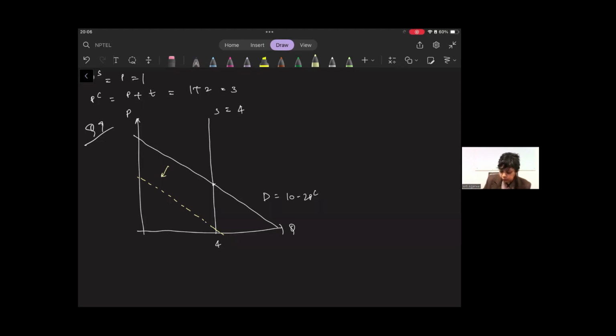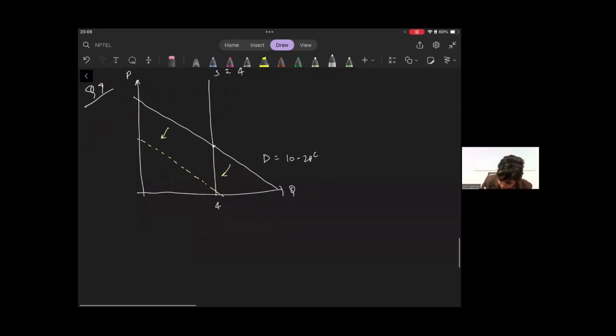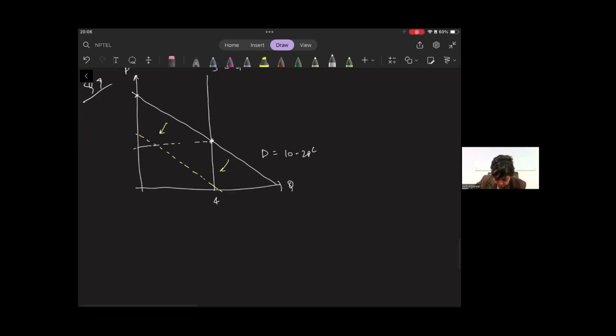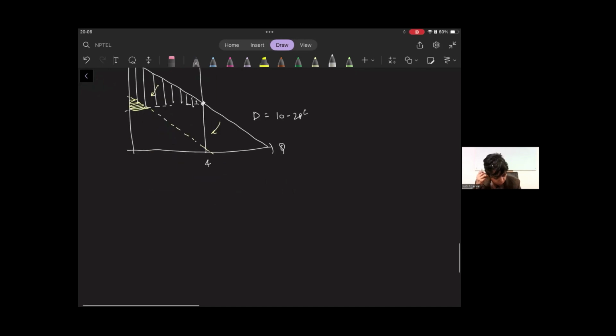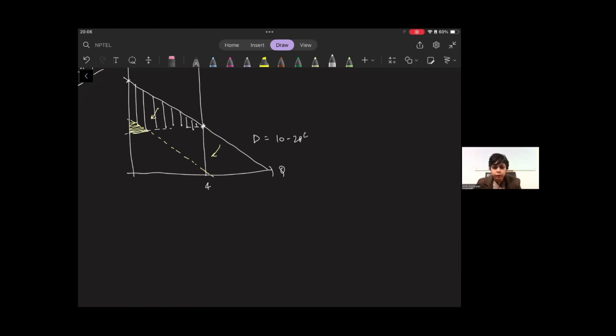Now, first of all, before the tax imposition, this was the consumer surplus, right? I'm just shading this part. Now, what is the consumer surplus? So suppose this is the new curve. This is the consumer surplus now, right? And so, what happens to the producer surplus in this case? Can somebody tell me what is the situation with the producer surplus? Just tell me on the diagram what it is.